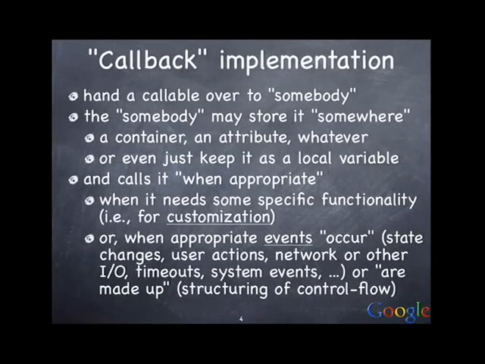And when appropriate, which is, of course, what distinguishes various callback situations, it calls that callable. For example, it does it when the framework calls the callable you'd originally passed to it when it needs some specific functionality. That is the customization case. Alternatively, it calls it when appropriate events have occurred. And what's an appropriate event? Depending on the use cases, and we'll get into a lot of details, it could mean a change of state, some state has changed, or the user, a human being.